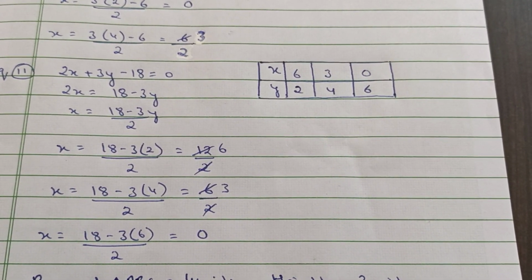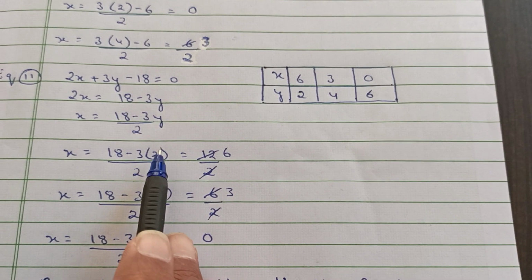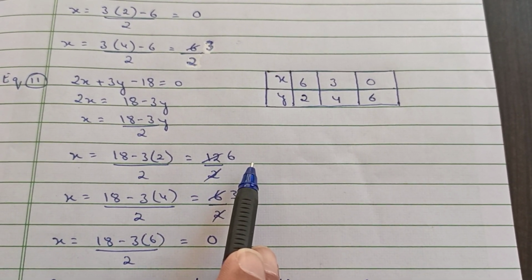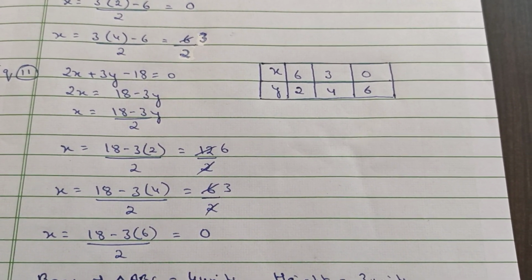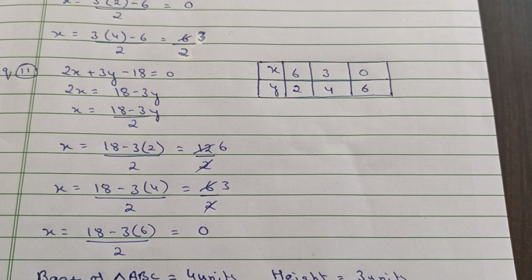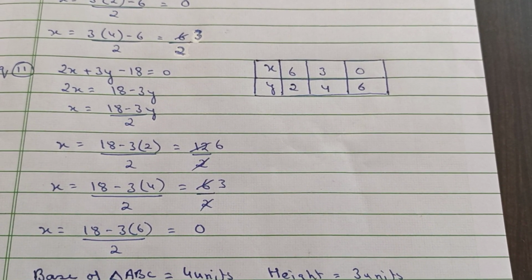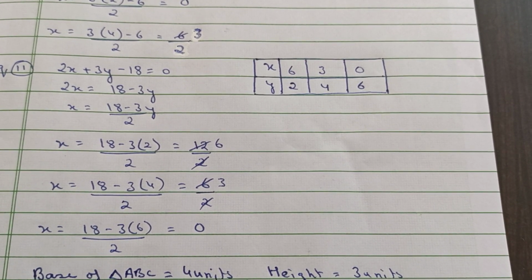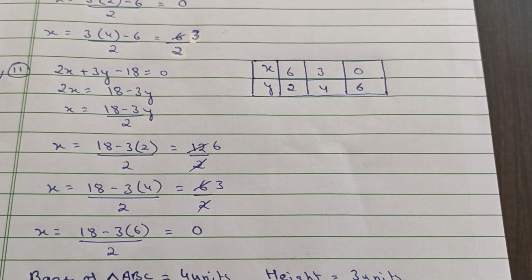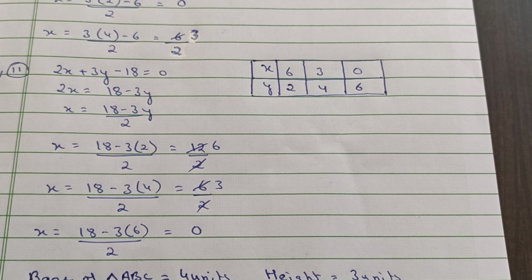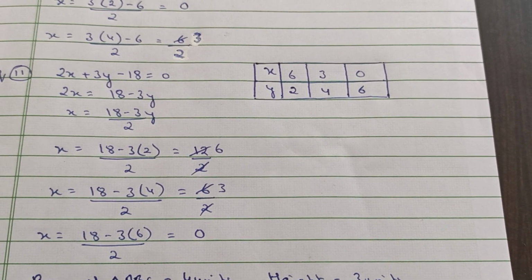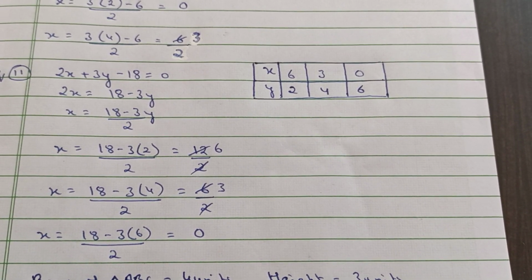When we substitute the value of y as 2, I get the value of x as 6. When we substitute the value of y as 4, I get the value of x as 3, and when I substitute the value of y as 6, I get the value of x as 0. Now we plot them on the graph.